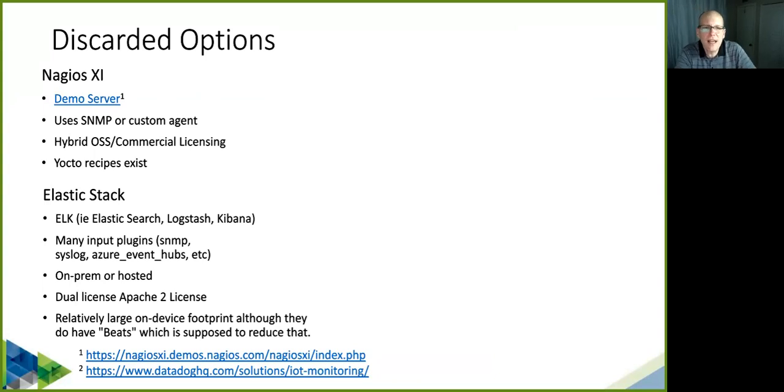Elastic Stack, I mentioned Elasticsearch, also called ELK: Elasticsearch, Logstash, and Kibana. These three components make up a fairly complete system that can gather this data, allow you to store it, filter it, and visualize it. Lots of input plugins are available. It is available either on-prem or hosted, and it is under a dual license with Apache 2. At the moment, it does have a relatively large on-device footprint, which is the reason we decided to pass on it. But they do have something called Beats, which is intended to minimize the on-device footprint.